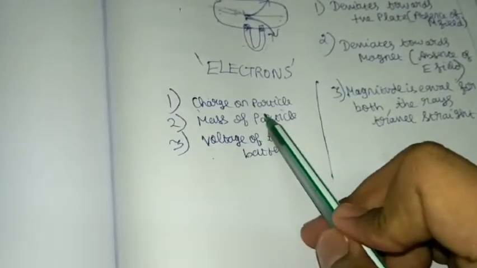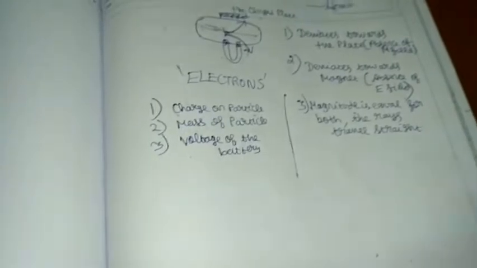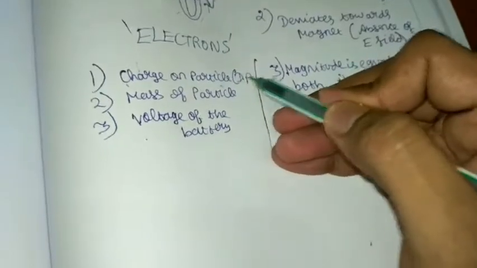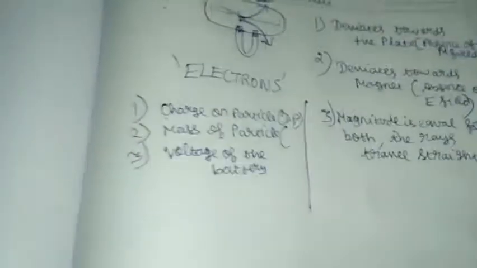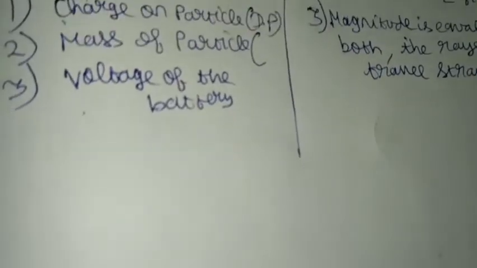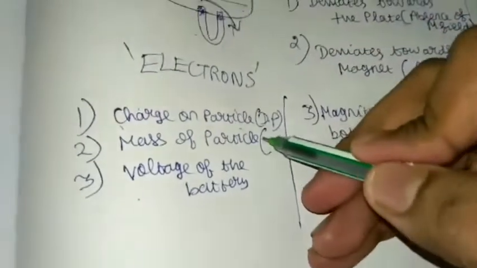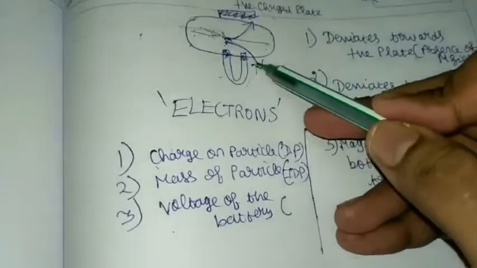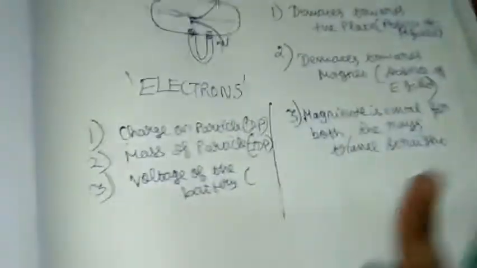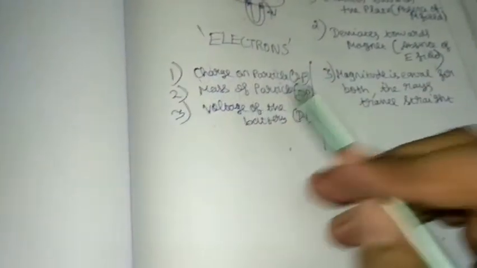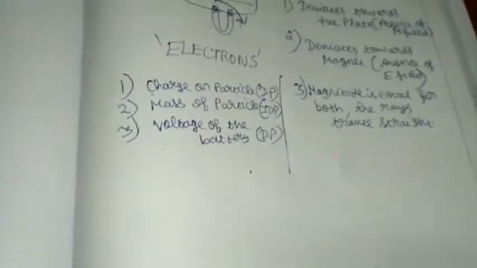The first is the charge on the particle. The more the charge on the particle, the more the deviation. Okay, I'll write directly proportional. Second, the mass of the particle. It's basically inertia, right? If you have more mass, you're able to run very slowly. Similarly, the deviation was inversely proportional to the mass of the particle. And third, the voltage of the battery. How much current you produce here, the voltage here, so that much the deviation also increased. So these three factors affected the deviation.